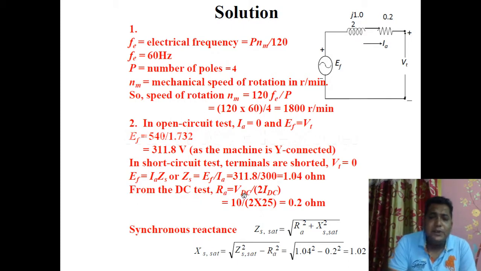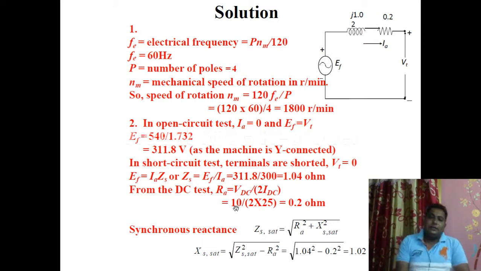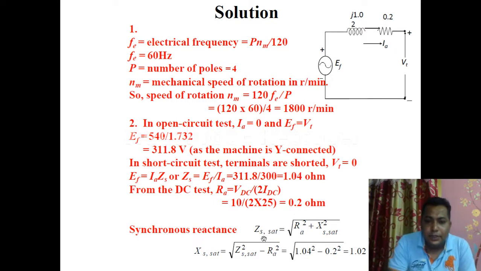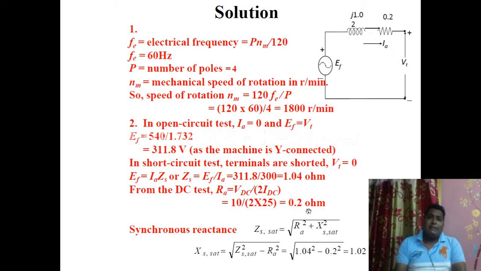RA is equal to VDC by 2IDC. So that's why it is 10 by 2 into 25, that is equal to 0.2 ohm. So from there we know that Z is 1.04 ohm, and the RA, the armature resistance, is found to be 0.2 ohm. So definitely we can find out the X, the reactance of the system. So put the value, it will be 1.02.